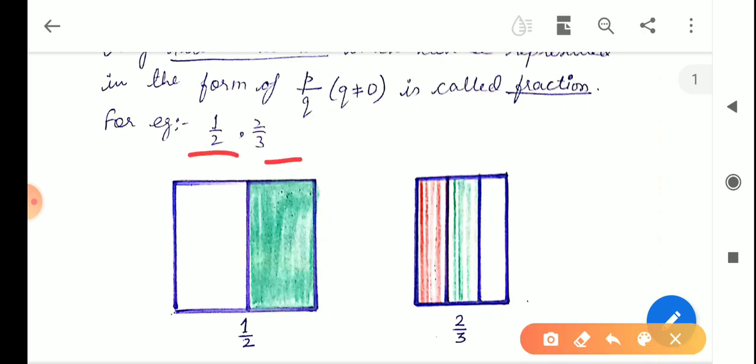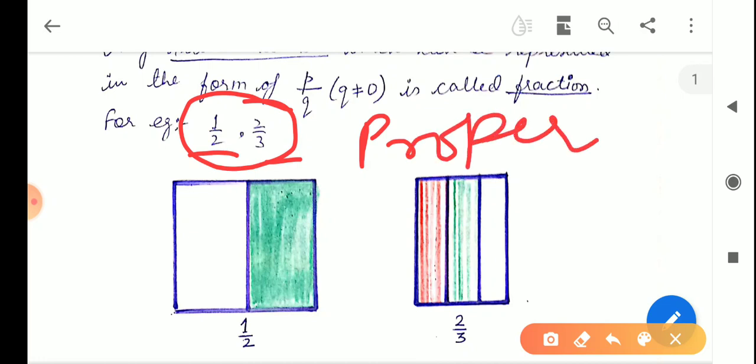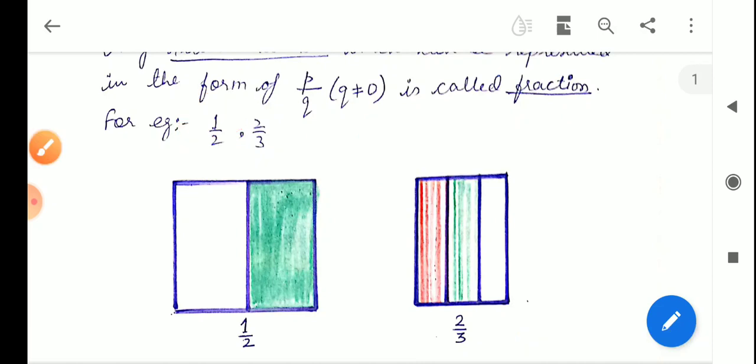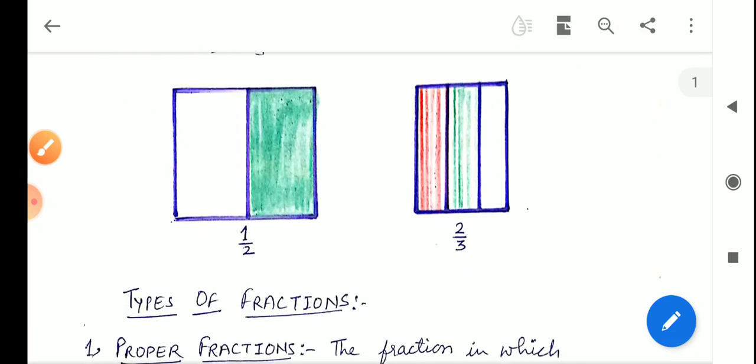You can observe from this that the numerator is smaller than the denominator, so they are a kind of proper fraction. Actually, this is considered as a part of a whole, that is, one part from 2. This is the fraction. 2 parts from 3, so this is also a fraction.